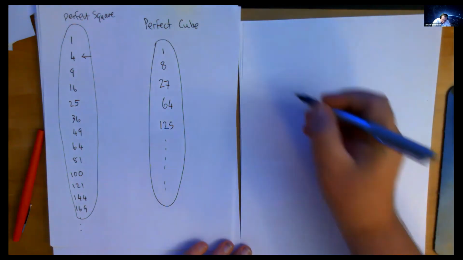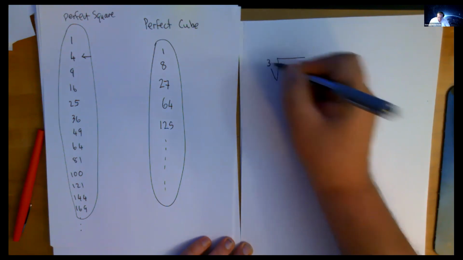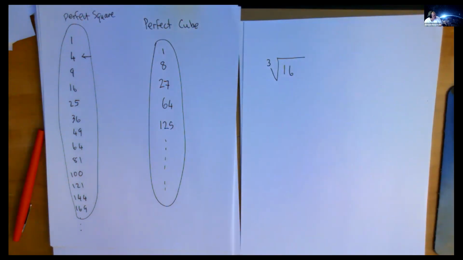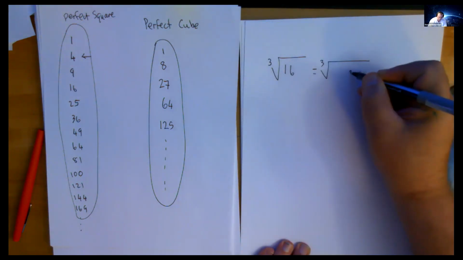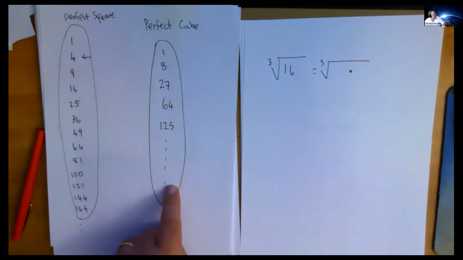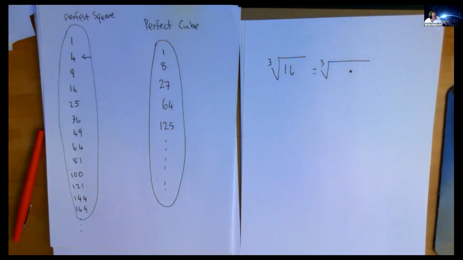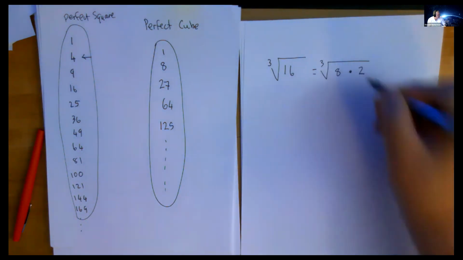So if I was being asked to simplify the cube root of 16, now, the square root of 16 is 4, but it's not square root, it's a cube root, right? So it's not going to come out nice. You need two numbers that multiply together, and one of them has to be the perfect cube. Can you see which number we're going to use this time? Would you agree that it's 8 times 2?